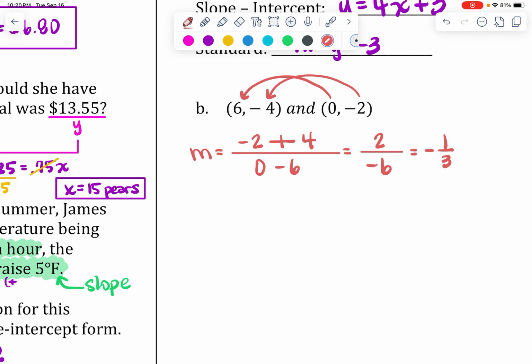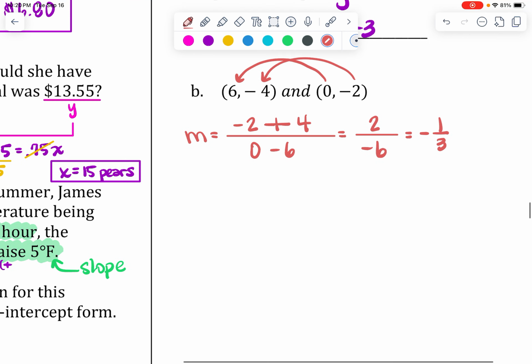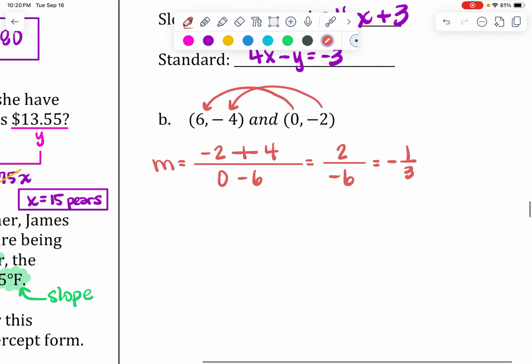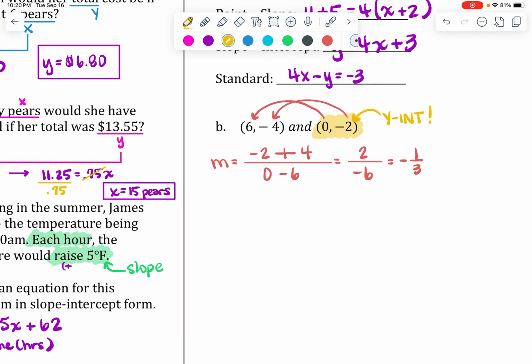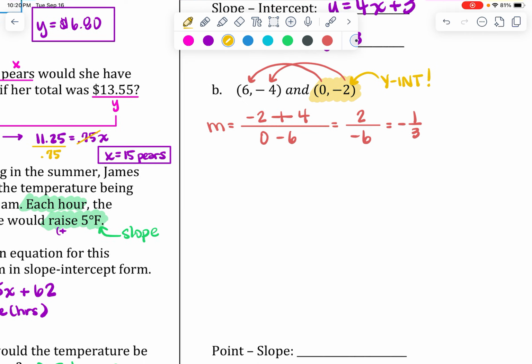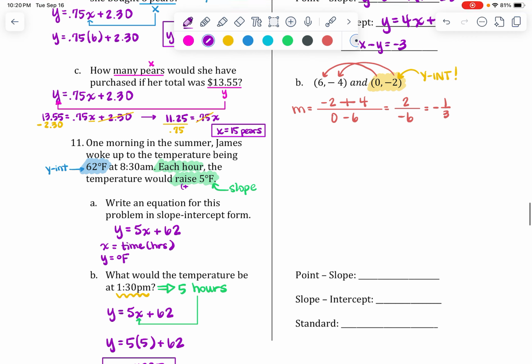Please don't write -3. It doesn't say 6 divided by 2. It says 2 divided by 6, so it's a -1/3. Now, this one's pretty friendly because if you happen to catch 0, -2, that's a y-intercept. Who doesn't love it when you're given the y-intercept? So if you want, I can automatically hop down to my slope-intercept and just write that in. y equals -1/3 x, and then my y-intercept is -2.